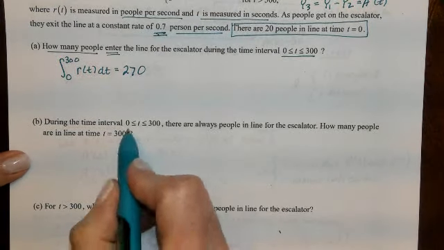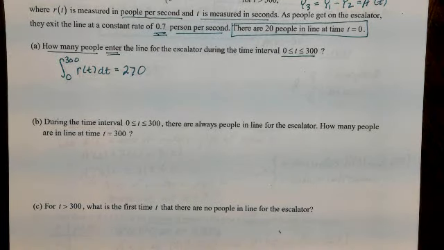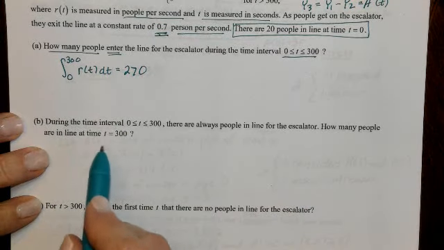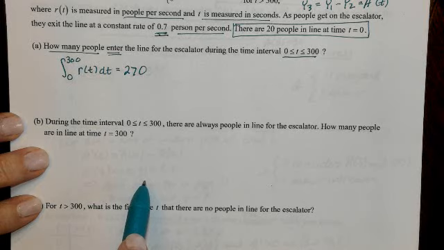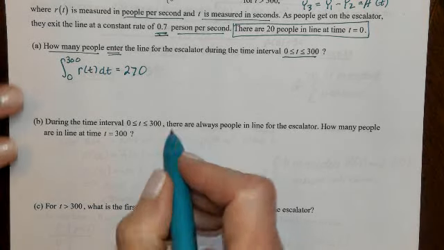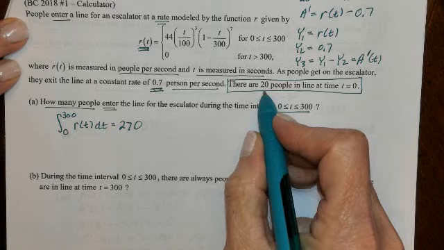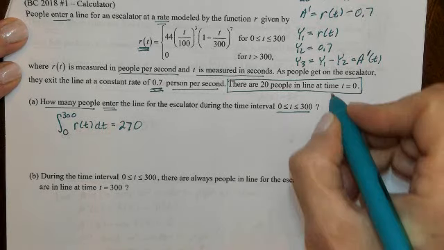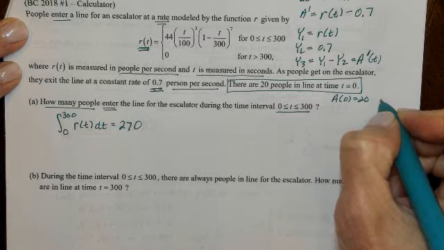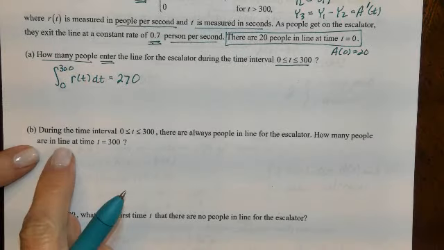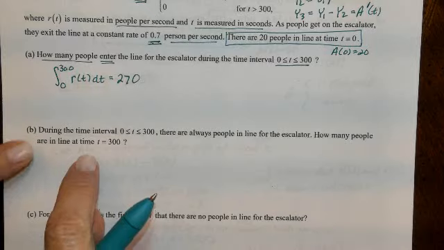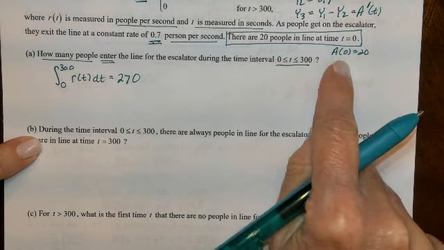Okay. Part B. During the time from 0 to 300, there are always people in line. How many people are in line at time 300? Okay, so they told me that there are 20 people in line at time 0. That gives me the amount at time 0. Now they're asking me for the amount at time 300. Fundamental theorem. They want an amount. I know one amount and the rate.